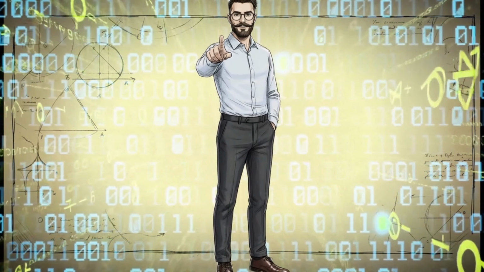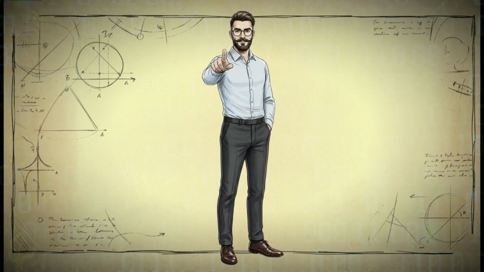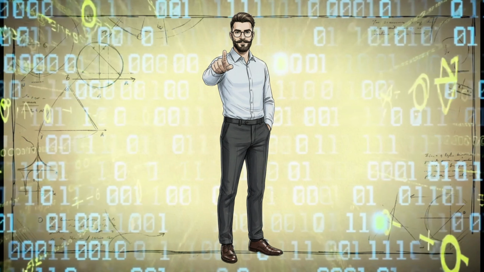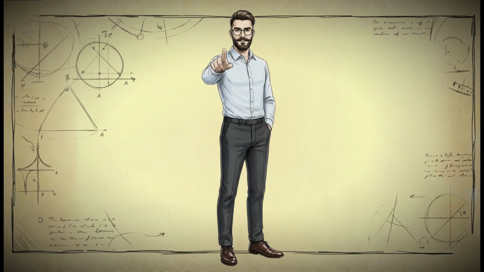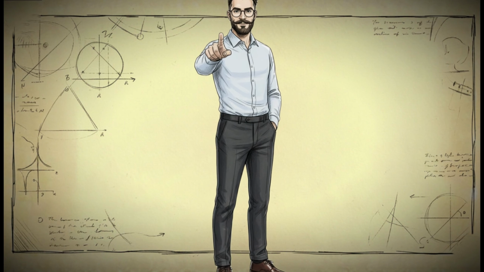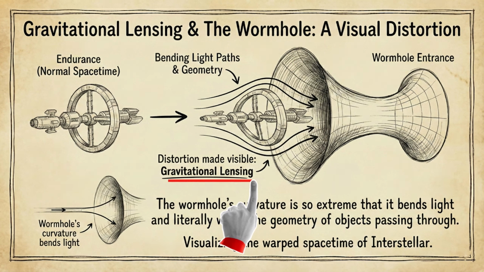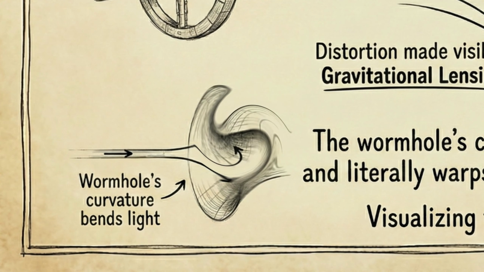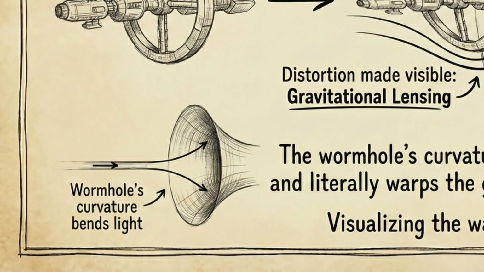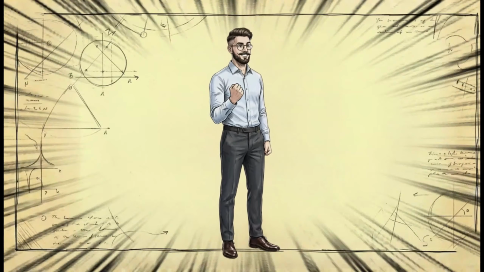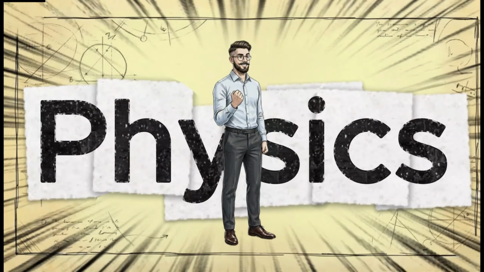Which makes you wonder, if future humans can solve this problem, what else can they do? What becomes possible if you can master the geometry of space-time? Notice the distortion as the Endurance enters? That's gravitational lensing made visible. The wormhole's curvature is so extreme that it bends light and literally warps the geometry of objects passing through. Not just beautiful cinematography, that's accurate physics.